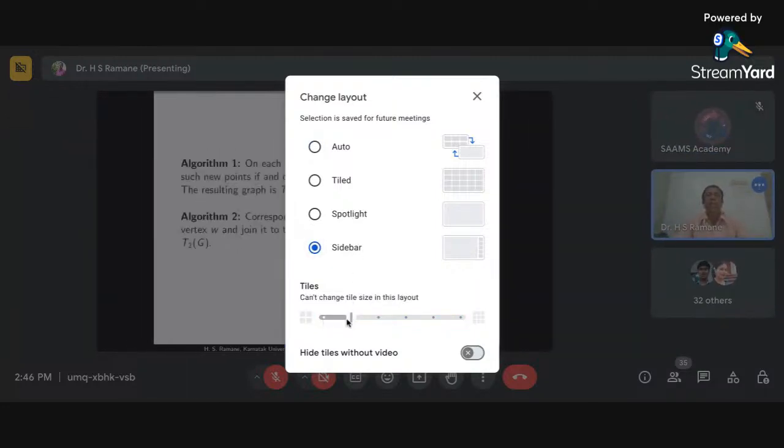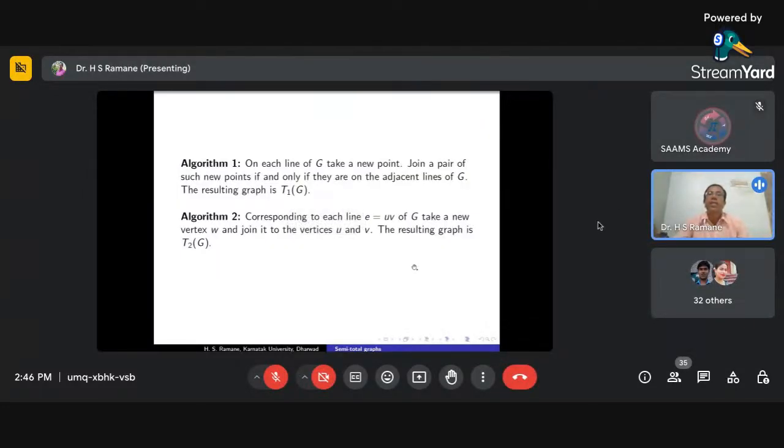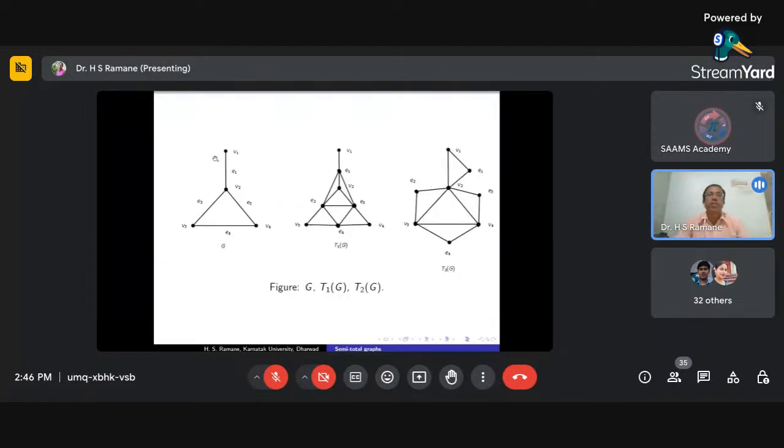Same way, semi-total point graph. Corresponding to each line of G, take a new vertex W and join it to the vertices U and V. It means you have to put a triangle on each line in G. So the resulting graph will be T2G. See here, take a graph G first. This is a graph G, and on each line put a triangle. Corresponding to each line we take a new vertex W, here W means E1, and make it adjacent to its incident vertices. So on this line you have to make a triangle, on this line you have to make a triangle. So we'll get the resulting graph as a semi-total point graph. This is a simple way one can draw the semi-total line graph and semi-total point graph.